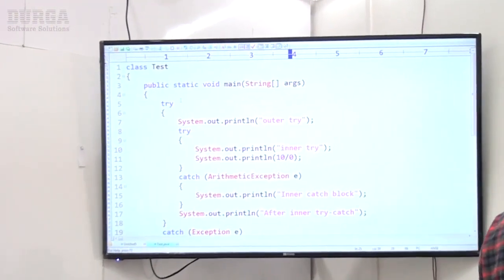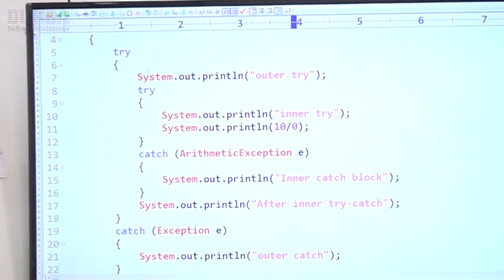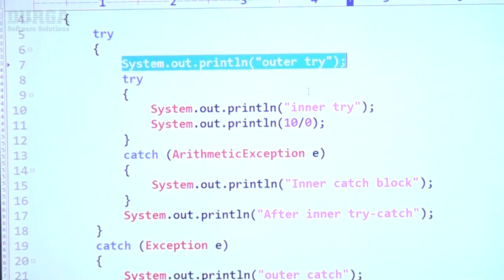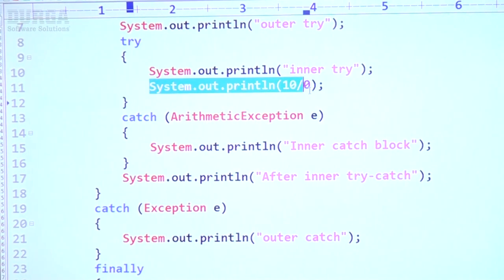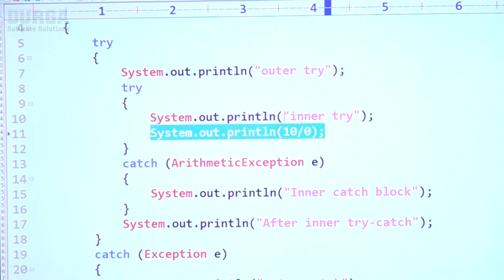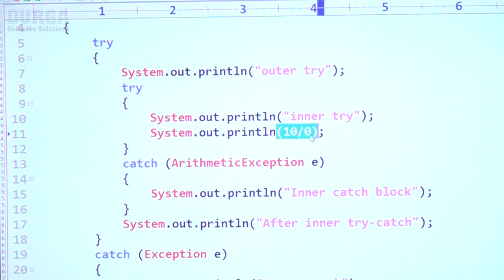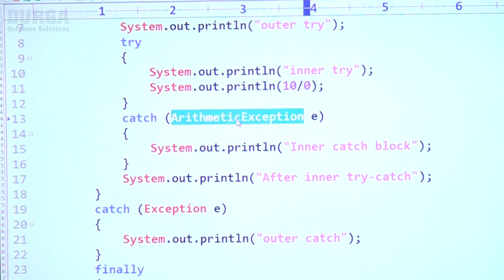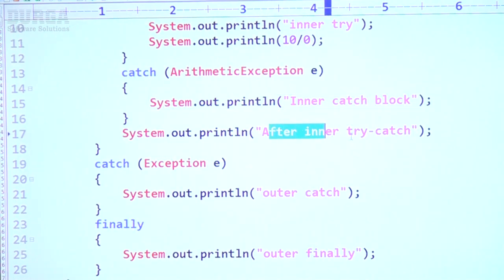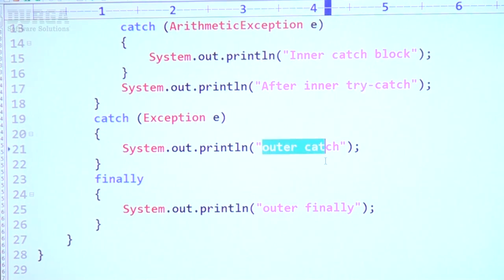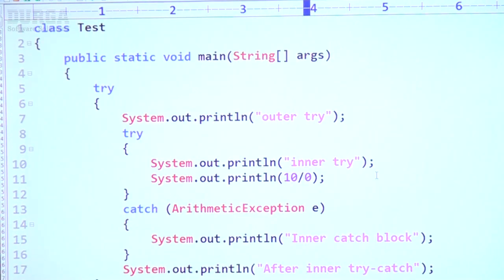Here I am taking class Test, public static void main, try, SOP of outer try. Next inner try, I am taking inner try, SOP of 10 by 0. Regarding outer try, inner try, and then 10 by 0. Next catch ArithmeticException, inner catch block. Next after inner try catch, now outer catch, outer finally. Sir, the code is the same or not? Yes, perfectly the code is the same.